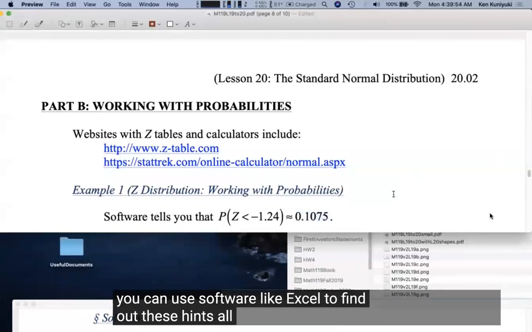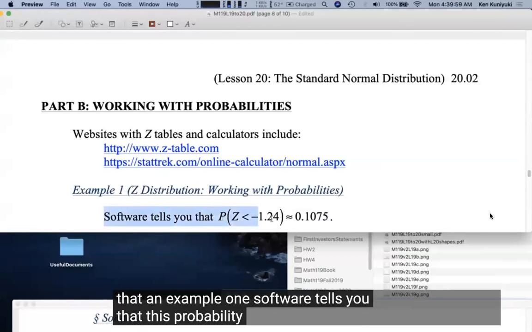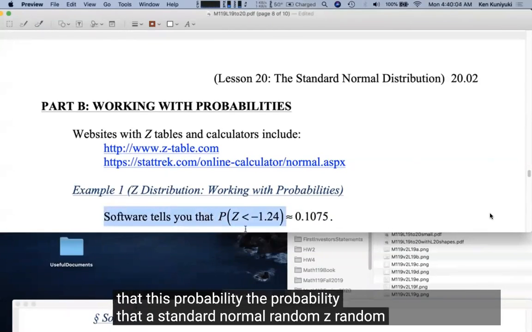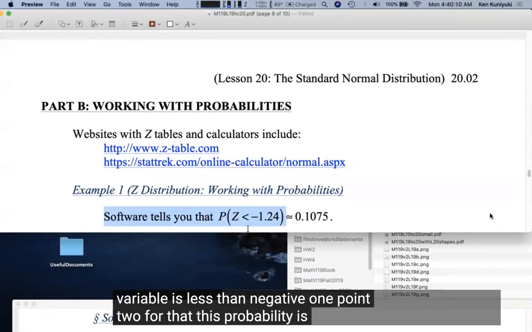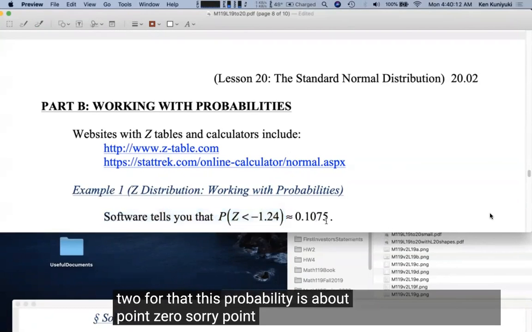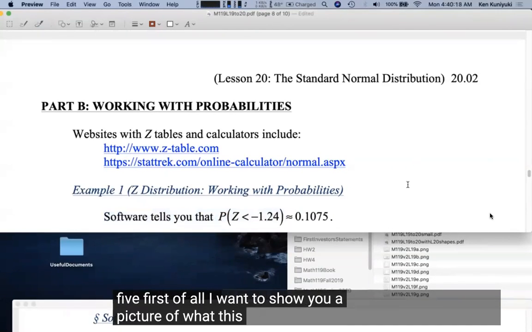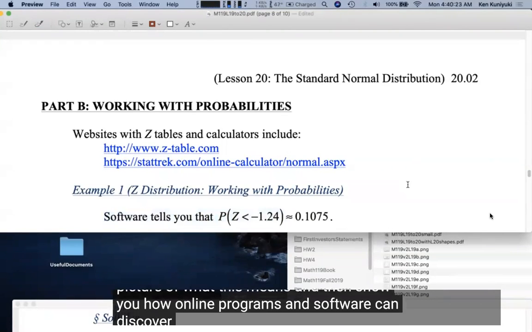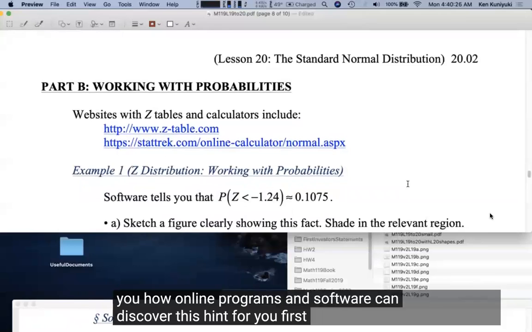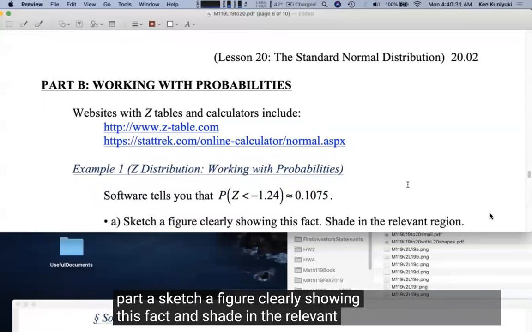All right, so let's say that in example 1, software tells you that the probability that a standard normal random variable z is less than negative 1.24 is about 0.1075. First of all, I want to show you a picture of what this means, and then show you how online programs and software can discover this hint for you. First of all, part A, sketch a figure clearly showing this fact and shade in the relevant region.